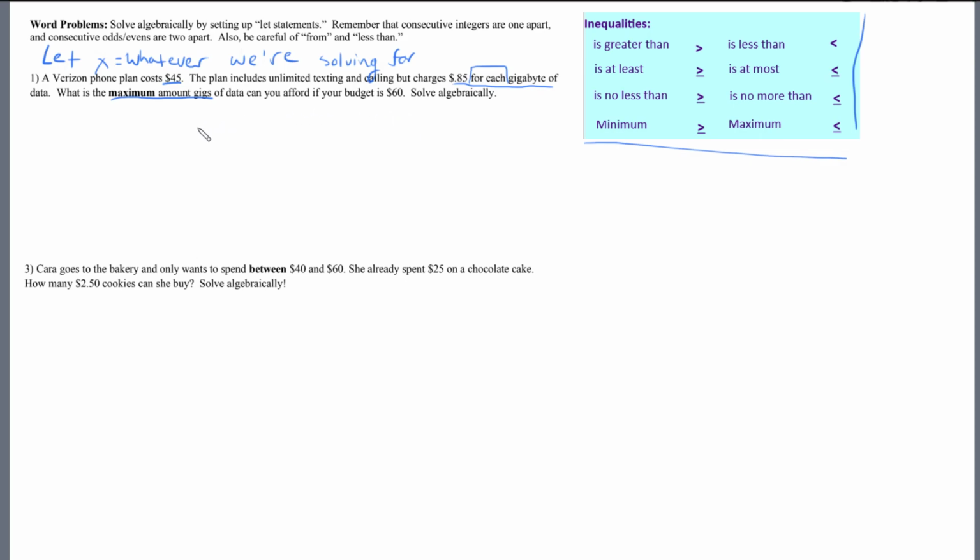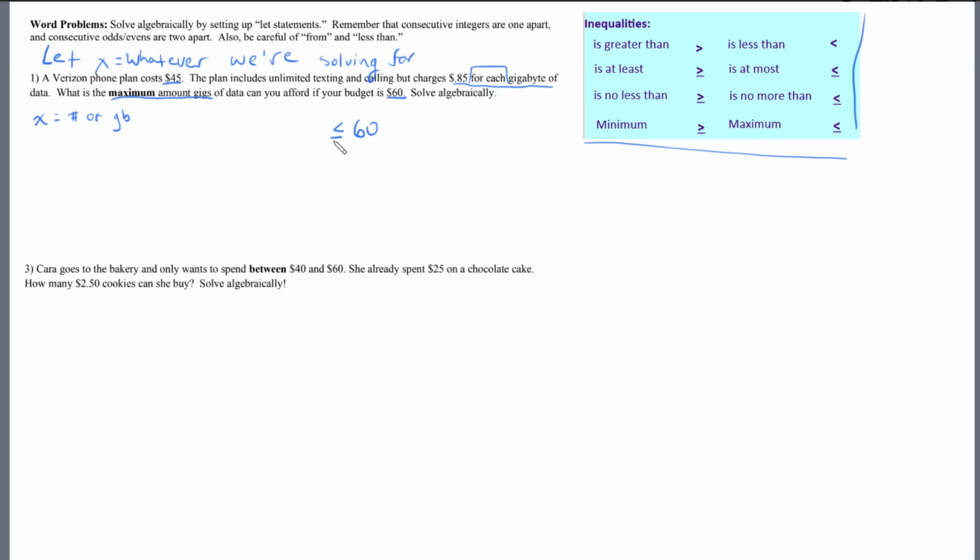So what is the unit we're solving for here? We're looking for the maximum amount of gigs. So I know that x is going to be however many gigs of data, so our number of gigabytes of data. Okay, our budget is $60. I see this word maximum. So that means whatever we're spending should be less than or equal to 60.